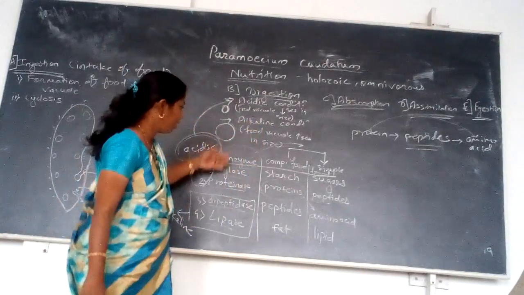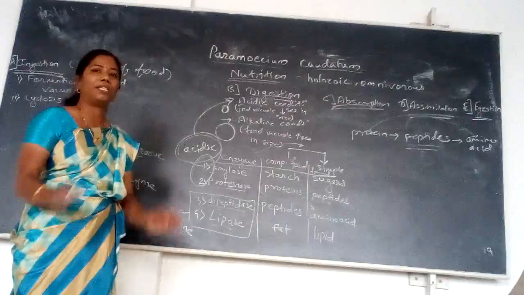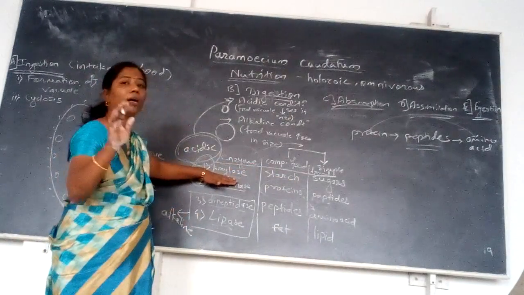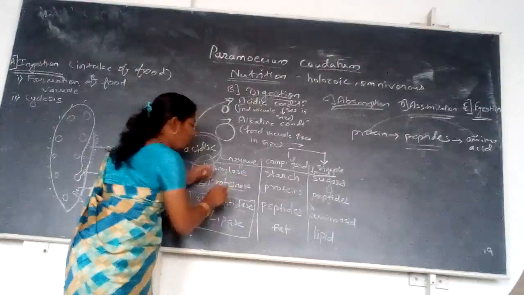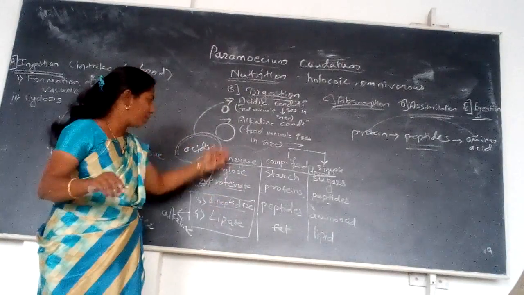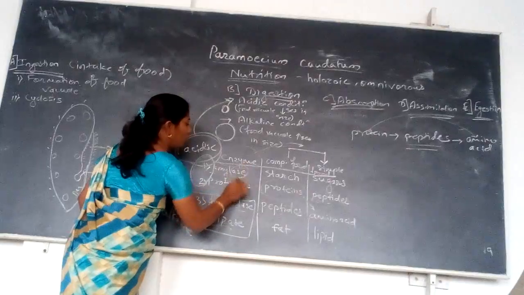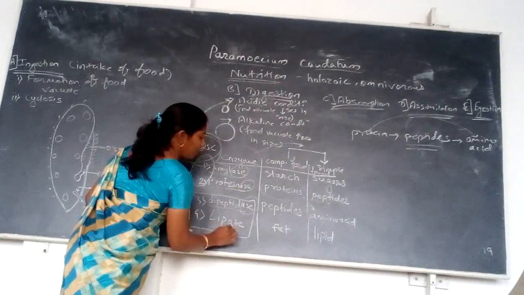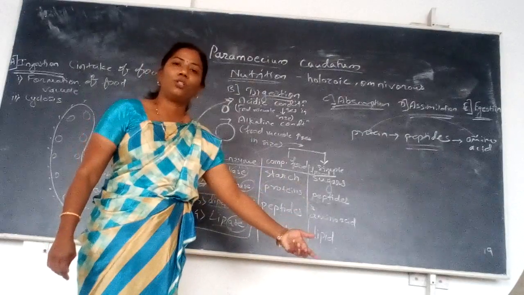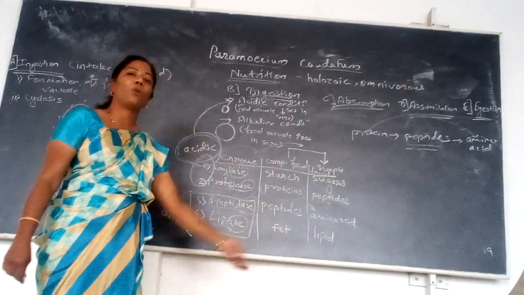Okay, so these are the four different types of enzyme. Try to remember: starch, protein, fat, and so on. Every enzyme has the suffix -ase, like amylase. Every enzyme word has the same common ending: ase, ase, ase.